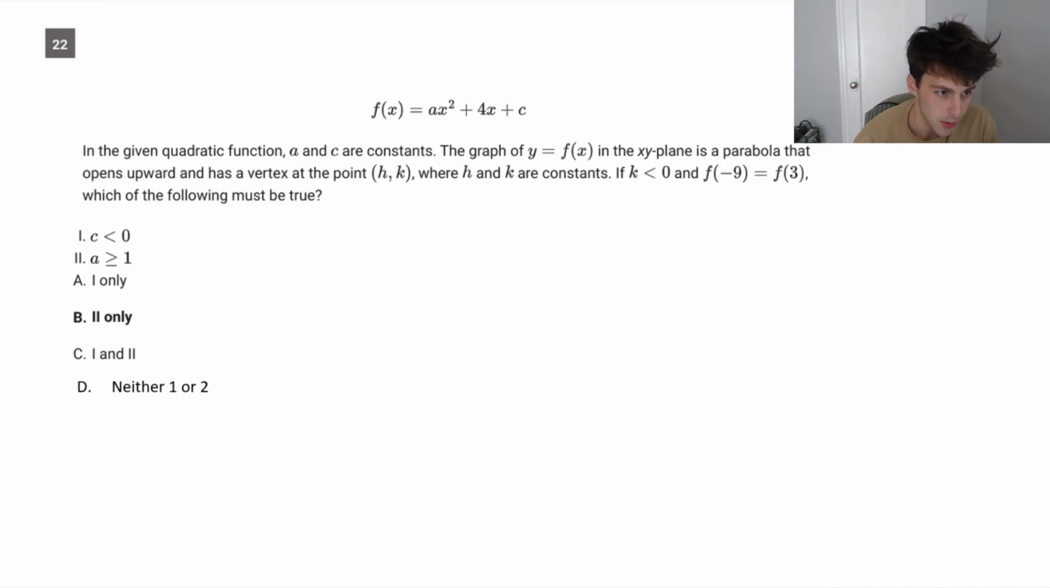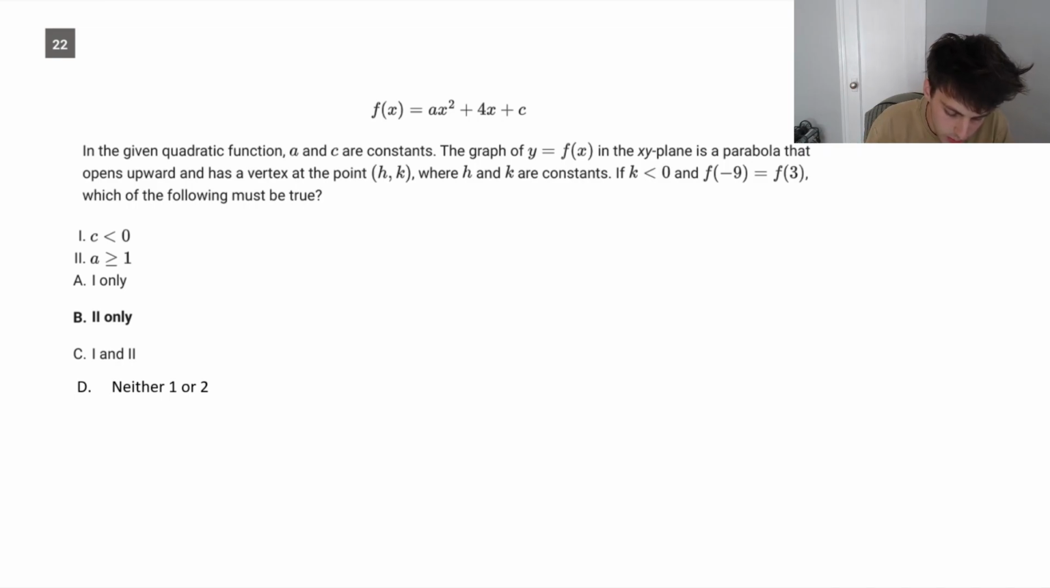So let's jump into this one. We are given f of x is equal to this standard form quadratic where we don't know a and we don't know c, but we do know b. And it says that it's in the xy plane. It opens upwards.